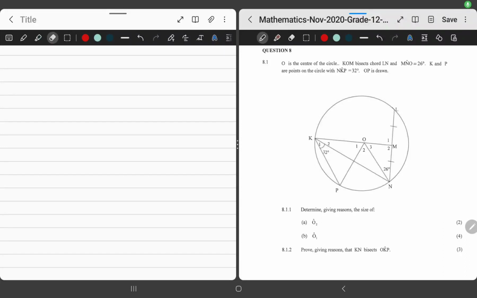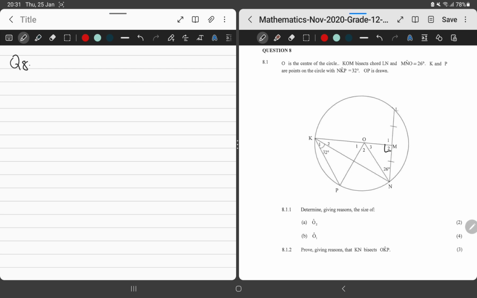From the November 2020 grade 12 question 8. O is the center of the circle. KOM bisects chord LN and angle MNO is equal to 26 degrees. K and P are points on the circle with angle NKP equal to 32 degrees and OP is drawn.